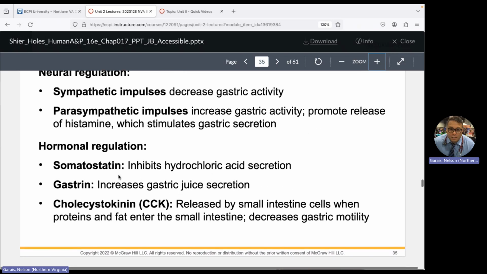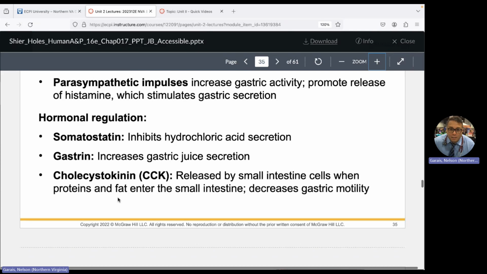There's also hormonal regulation. If somatostatin gets released, it should inhibit hydrochloric acid secretion, right? Somatostatin means soma, body, statin, stand still. So if you want your body not to grow, somatostatin will get released. Gastrin will do the exact opposite, increasing gastric juice.